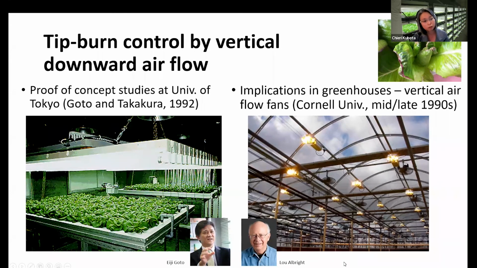Lou Albright, who was a professor in controlled environment agriculture at Cornell University, engineering, did a study of the airflow in the greenhouse. The two communicated, or collaborated, because I know Eiji Goto spent some time at Cornell while he was working on tip burn. But anyhow, the great thing of the Cornell contribution was a practical solution of tip burn by just redirecting the airflow downward in the greenhouse.